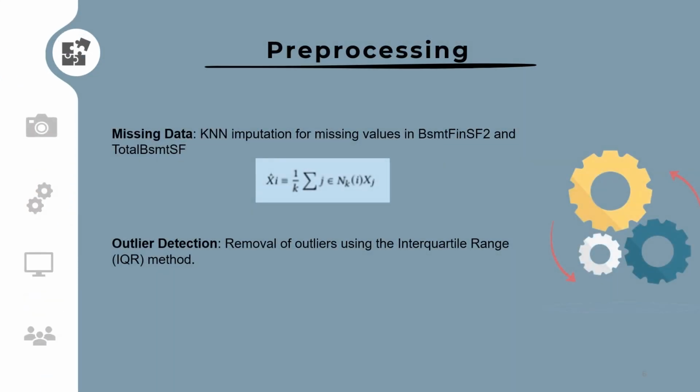And now pre-processing. Pre-processing is a critical step in preparing raw data for machine learning models, and it ensures that the data is clean, consistent, and ready for training. The pre-processing step includes handling the missing data. We have found missing values in our data, which includes 91 in the basement SF2 column and 61 in the total basement SF column. We have used k-nearest neighbors, which is KNN imputation, to fill in those values. KNN works by looking at the nearest rows based on feature similarity to estimate the missing values.